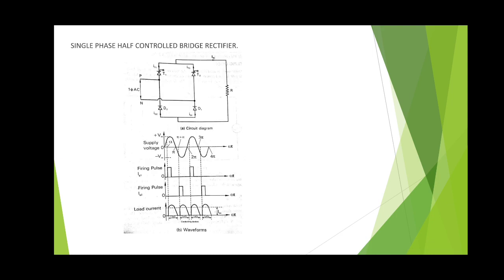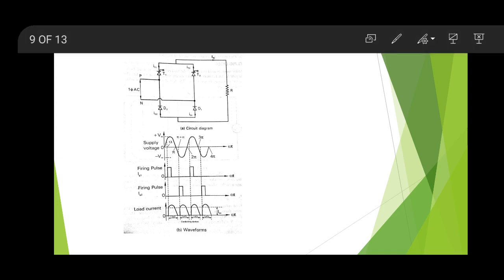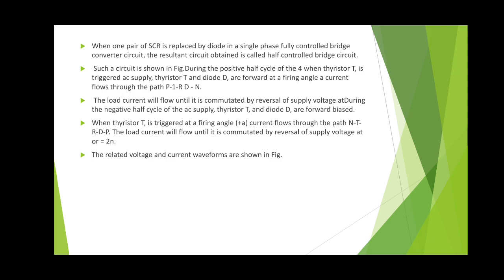Next we will study the single phase half control bridge rectifier. The circuit diagram indicates that there are 2 SCRs and 2 diodes, so it is called half control. The waveform and the construction are shown in this figure. When one pair of SCRs is replaced by diodes in a single phase fully controlled bridge converter circuit, the obtained circuit is called a half control bridge circuit. Such a circuit was shown in the previous slide.